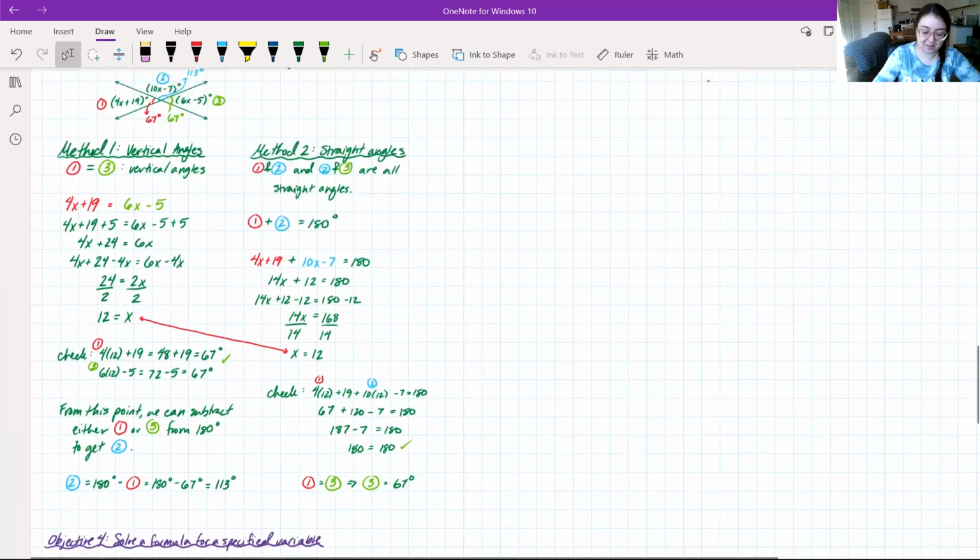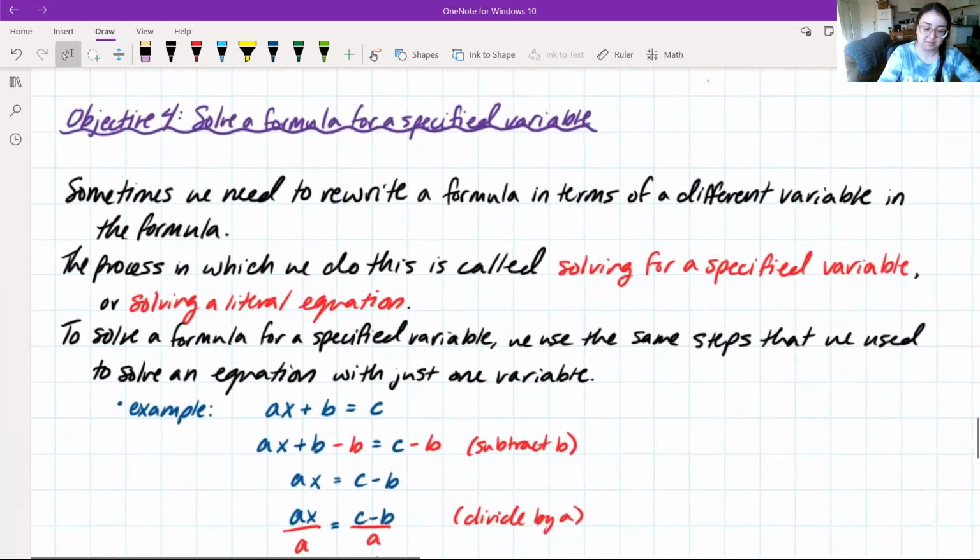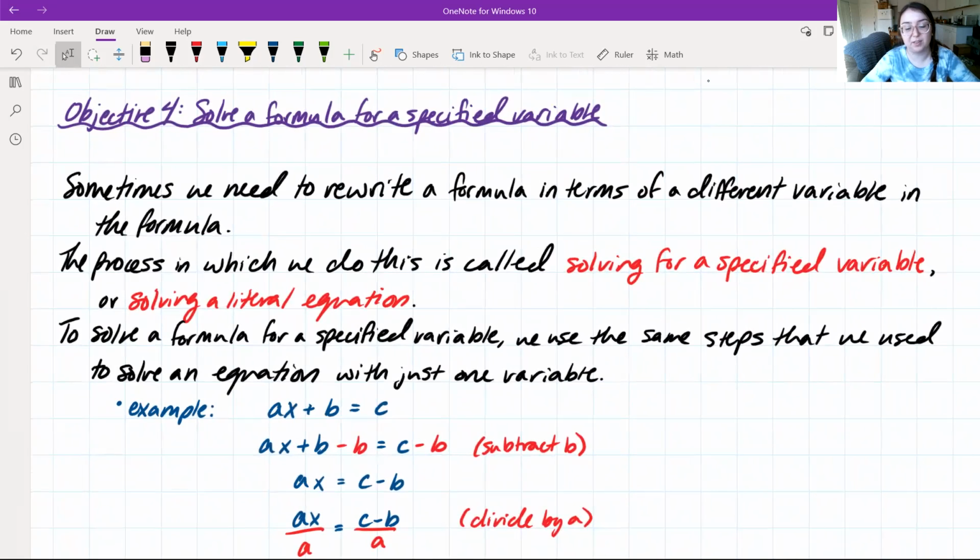All right, so last objective, we want to solve a formula for a specified variable. Sometimes we need to rewrite a formula in terms of a different variable in the formula. If we would like to solve for another term in our equation, we can always rewrite our formula in order to have whatever we're solving for isolated by itself so that we can easily just plug in our values and calculate away. We wouldn't have to do any sort of dividing or anything like that. The process in which we do this is called solving for a specified variable or solving a literal equation.